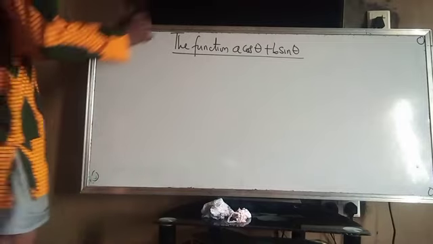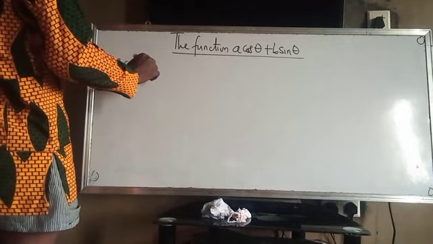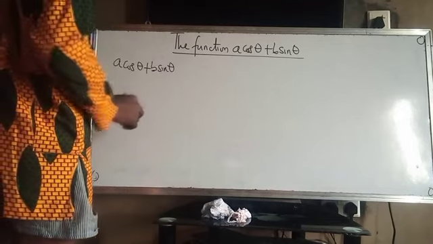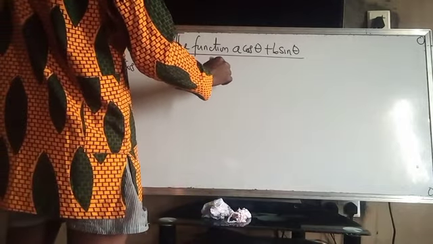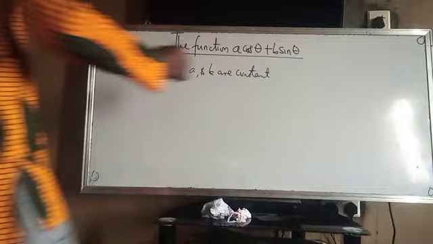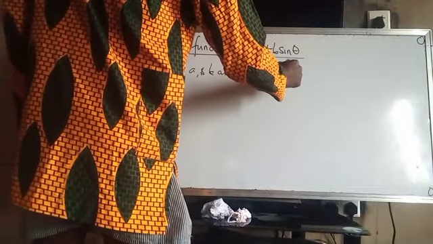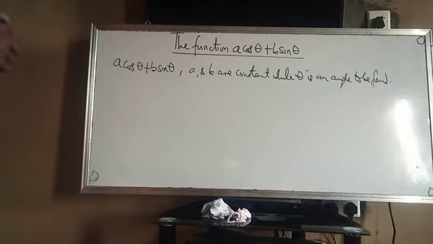Now, in this form, a cos theta plus b sin theta, a and b are constants. They are real numbers. Theta is an angle to be found. So how do we go about any form of a trigonometric function that has this?